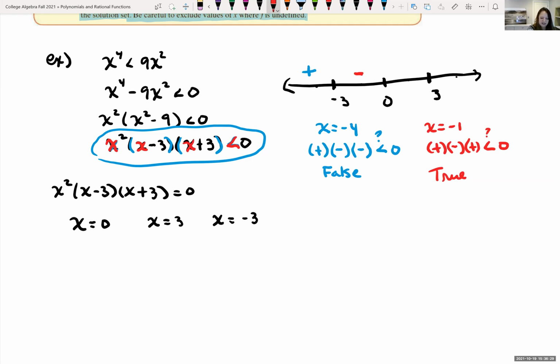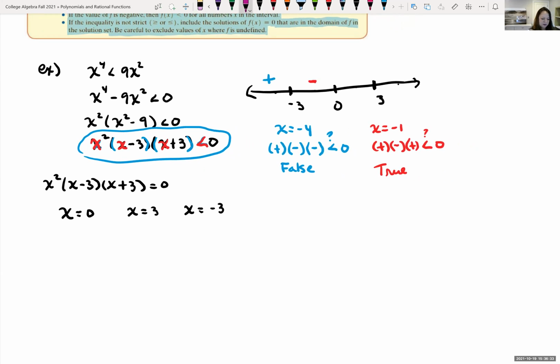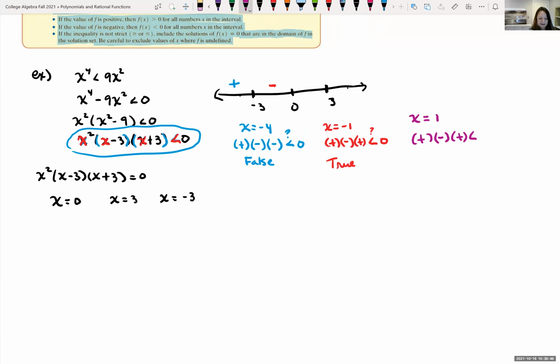Choose a number between 0 and 3. So if we chose x equals 1, 1 squared is positive, 1 minus 3 is negative, 1 plus 3 is positive. And we want to know, is this less than 0? It's a negative number, and a negative number is less than 0, so this is true.